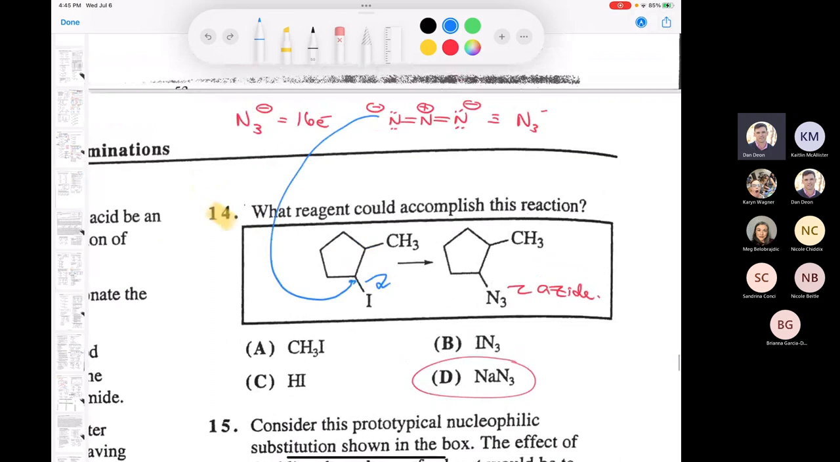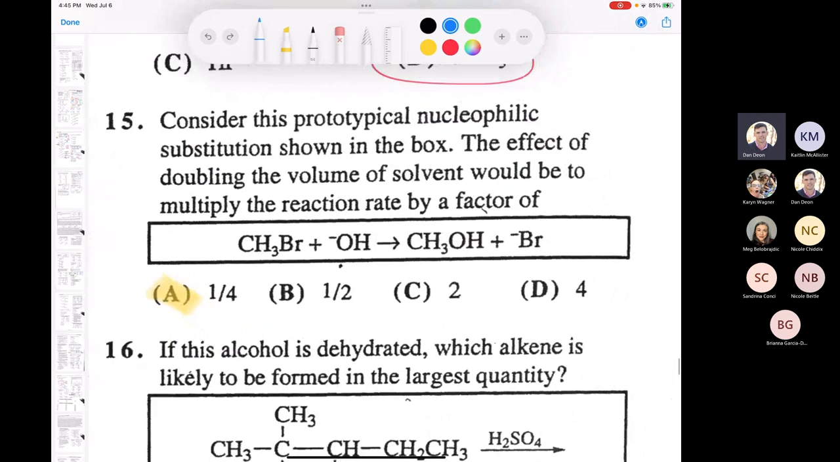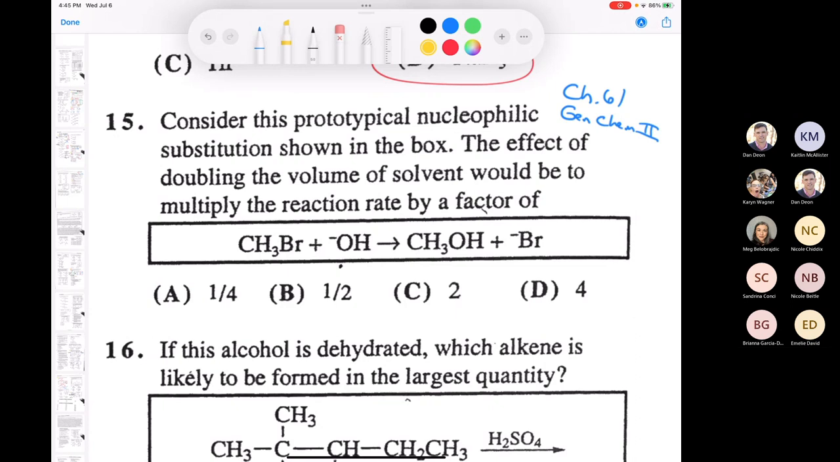The next one is a great question. This would be under the umbrella of Chapter 6, Gen Chem 2, Organic Chemistry 1 and 2. It's everything. It says, consider this prototypical nucleophilic substitution shown in the box. The effect of doubling the volume of solvent would be to multiply the reaction rate by a factor of what?